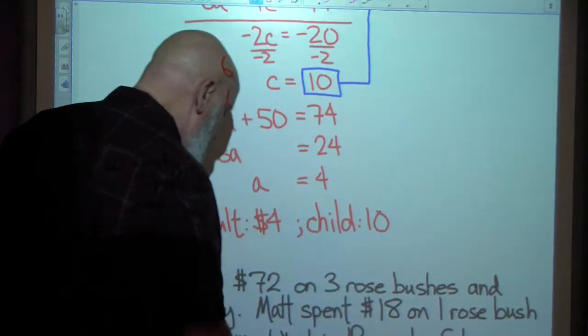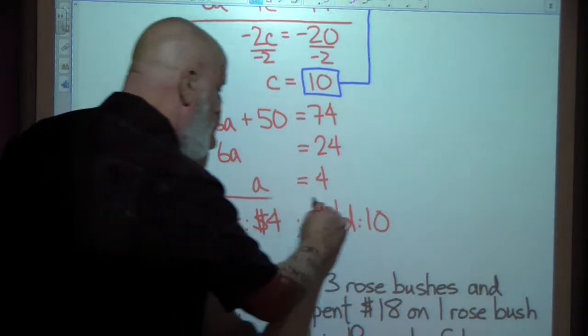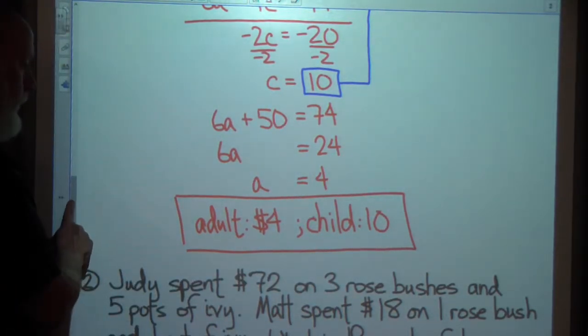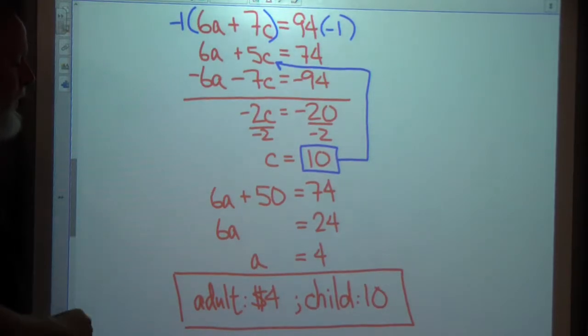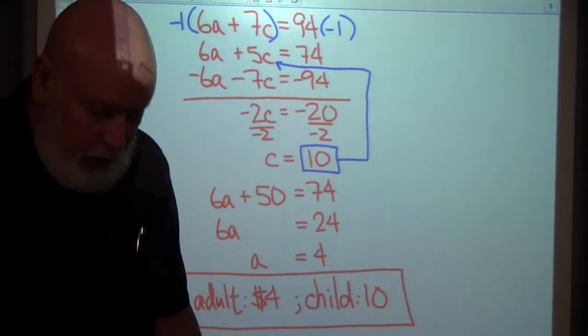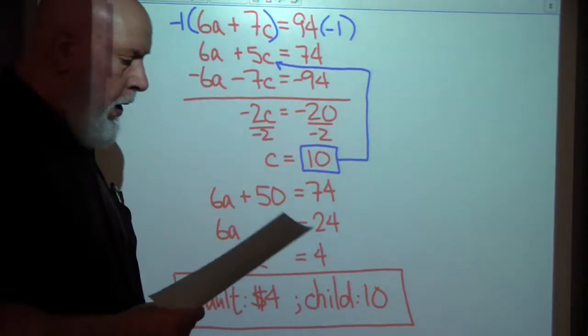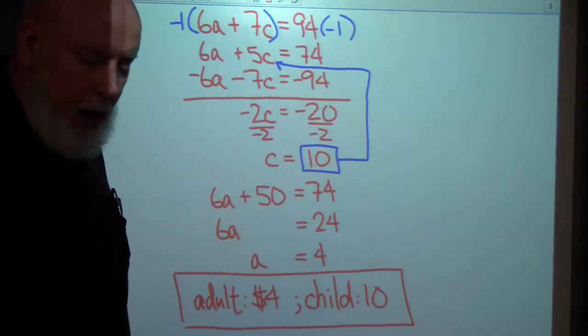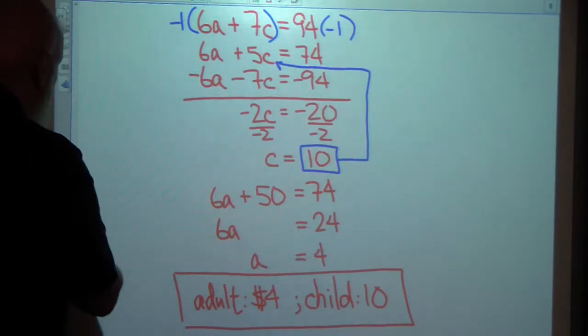Little kid's got to get out there and get a job, I guess. She's kind of backwards. But there we go. I followed those steps, and that's what I got. Let's see what the answer key says. Says adult ticket $4, child ticket $10. Yay! Okay, so there's how we do it.